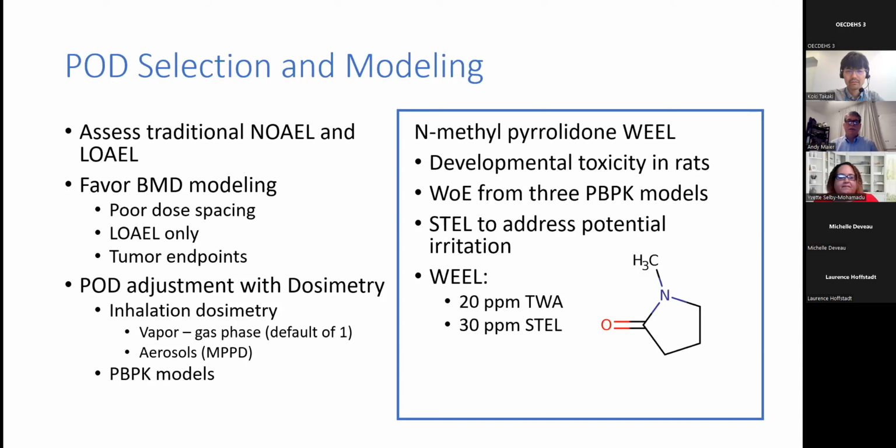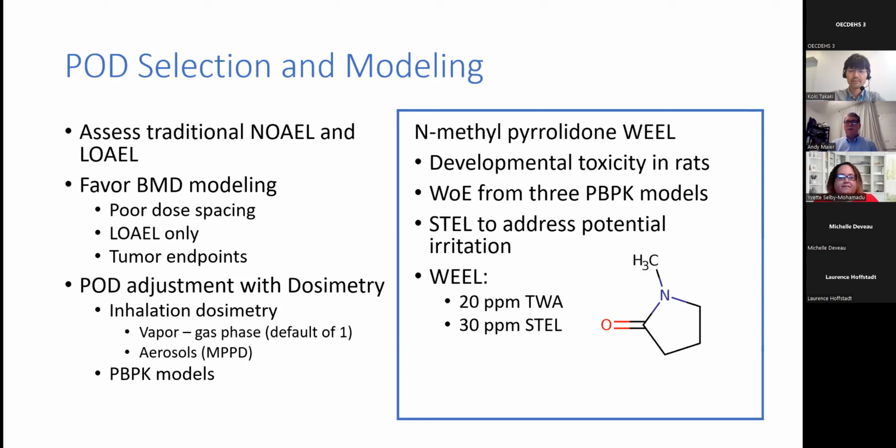So inhalation dosimetry, unless we have some specific knowledge about the chemical that differs from this, the default will be 1 for gas phase chemicals, and that's consistent with most guidance around the world these days. For aerosols, we are increasingly using tools like the multiple-path particle dosimetry model and other similar tools, extrapolating for deposited dose in the region of the respiratory tract of interest. And if we have PBPK models, we will use those as well.